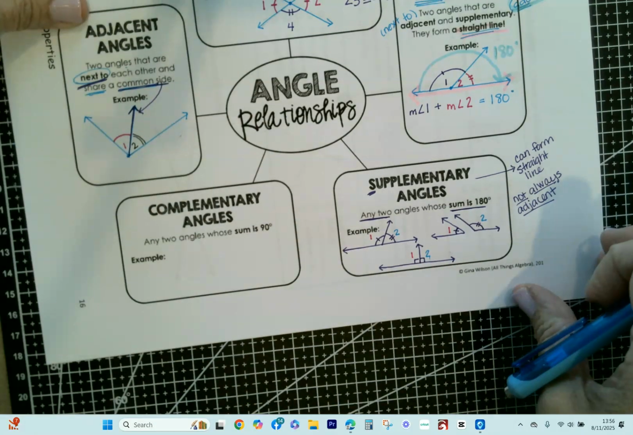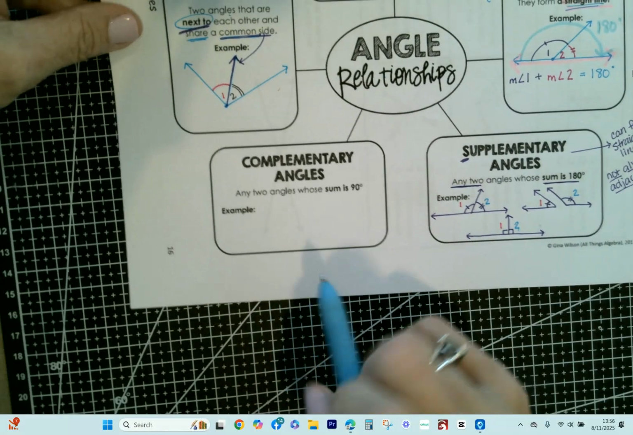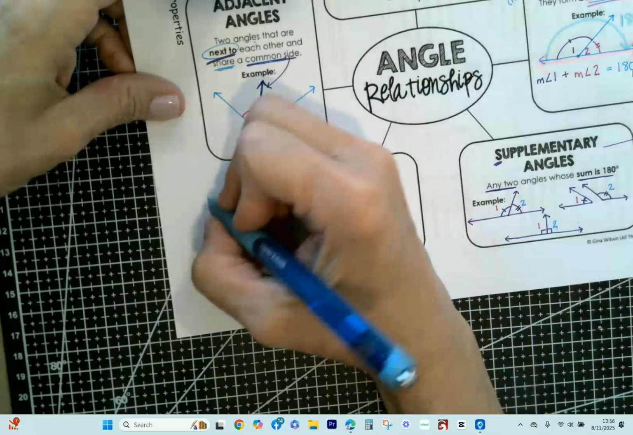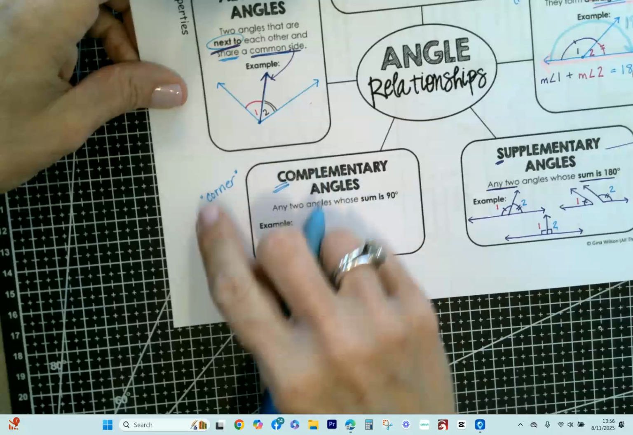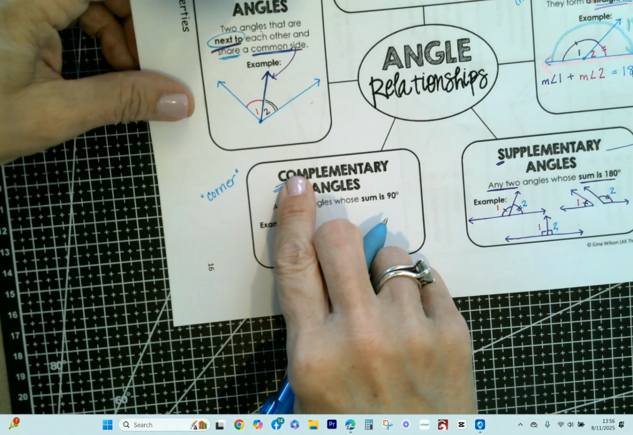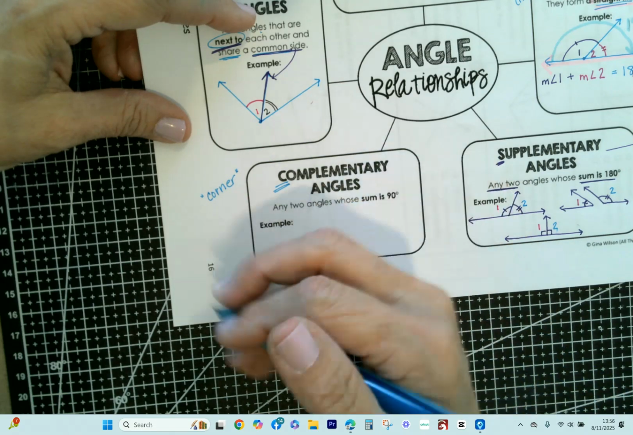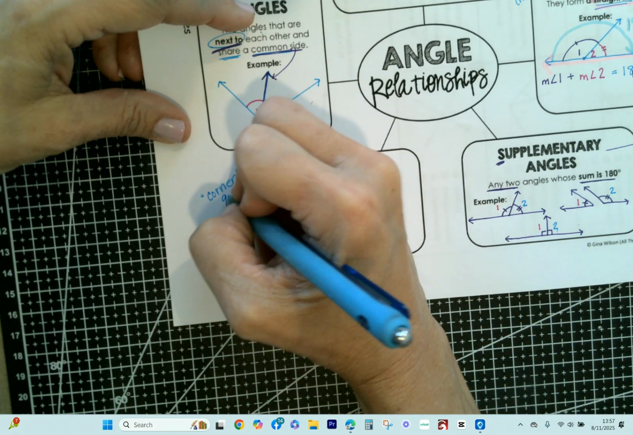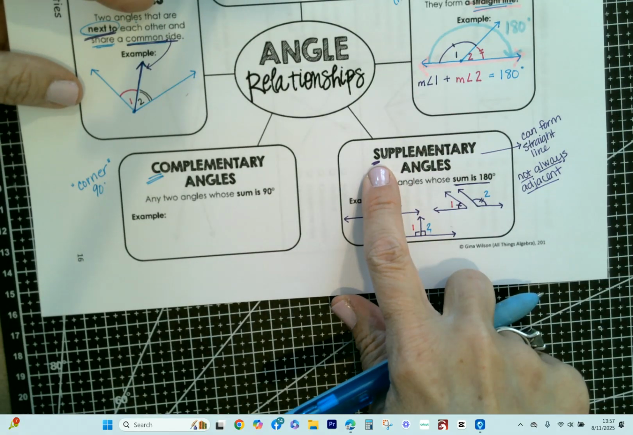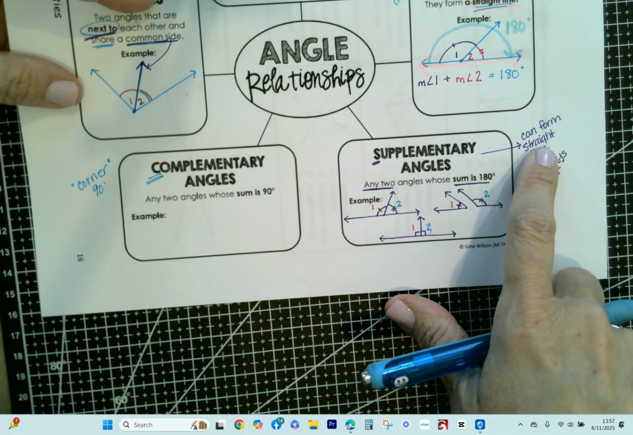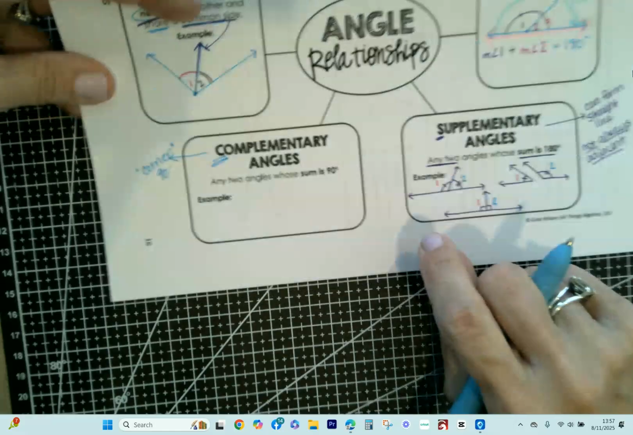And then finally, we have the word complementary. Now, complementary, you can think of corner. C starts with corner. Complementary starts with corner. If you were to measure the corner of a room, in theory, a corner is 90 degrees if the construction was done correctly. Supplementary starts with S, and we can form a straight line. So complementary and corner, supplementary and straight line.